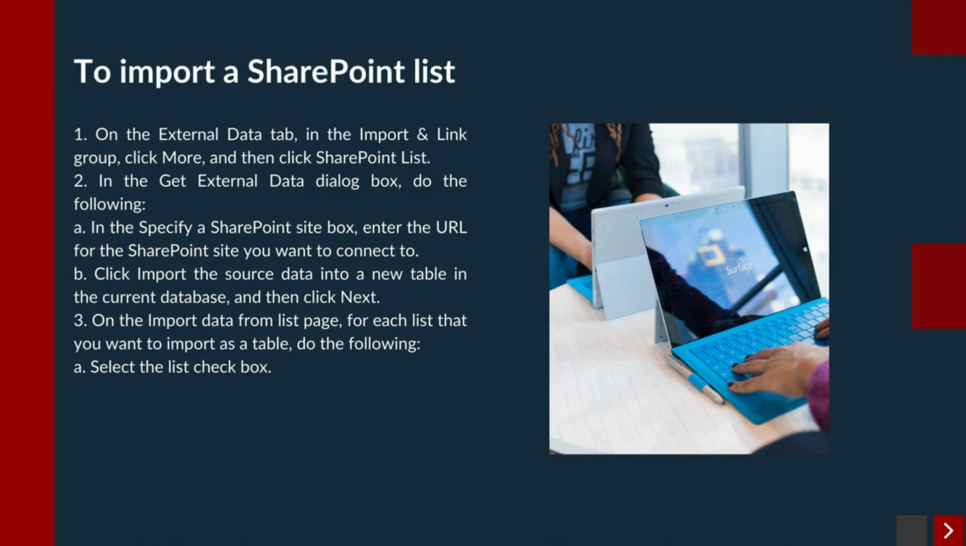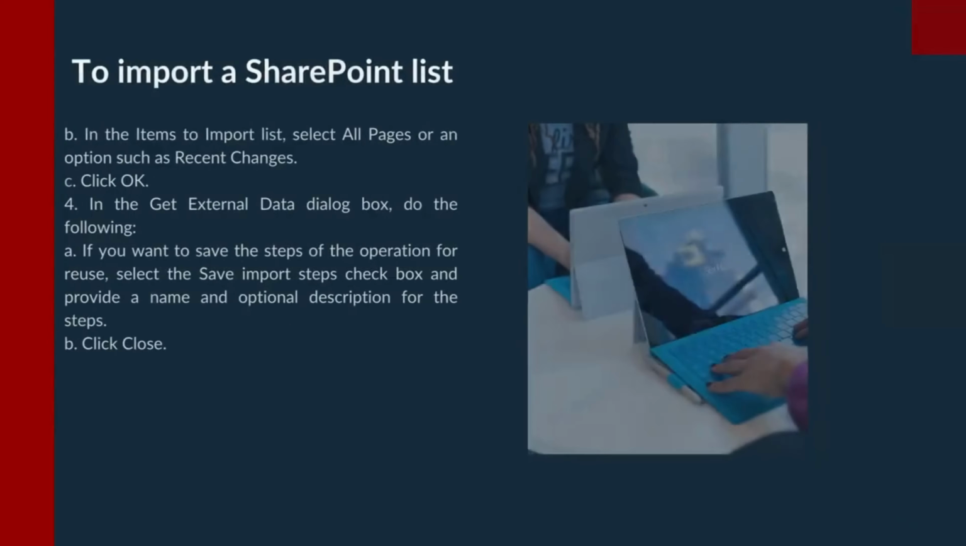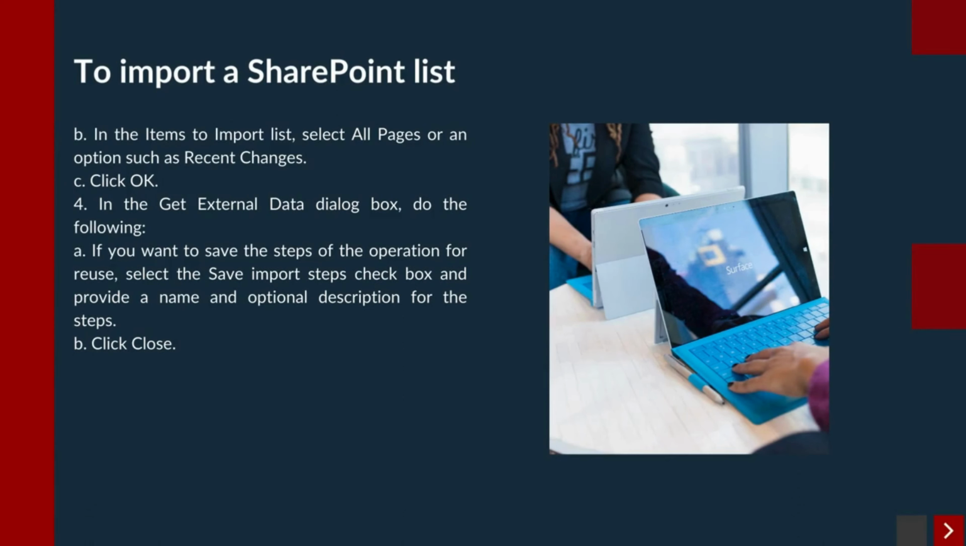3. On the Import Data from List page, for each list that you want to import as a table, do the following. A. Select the List checkbox. B. In the Items to Import list, select All pages or an option such as Recent changes. C. Click OK. 4. In the Get External Data dialog box, do the following.